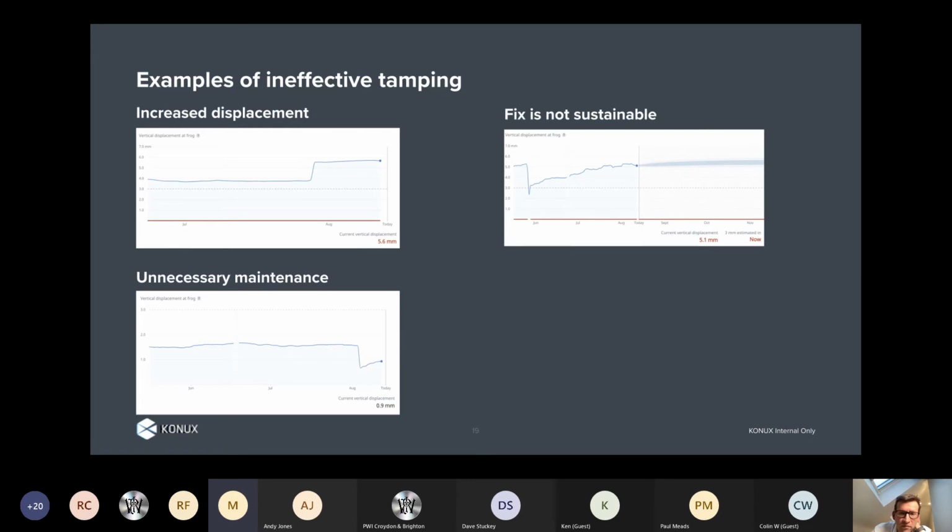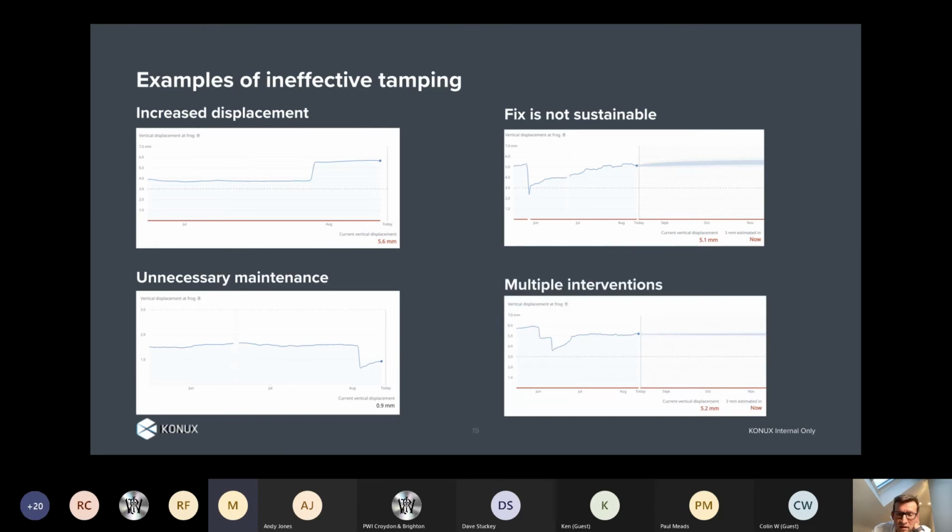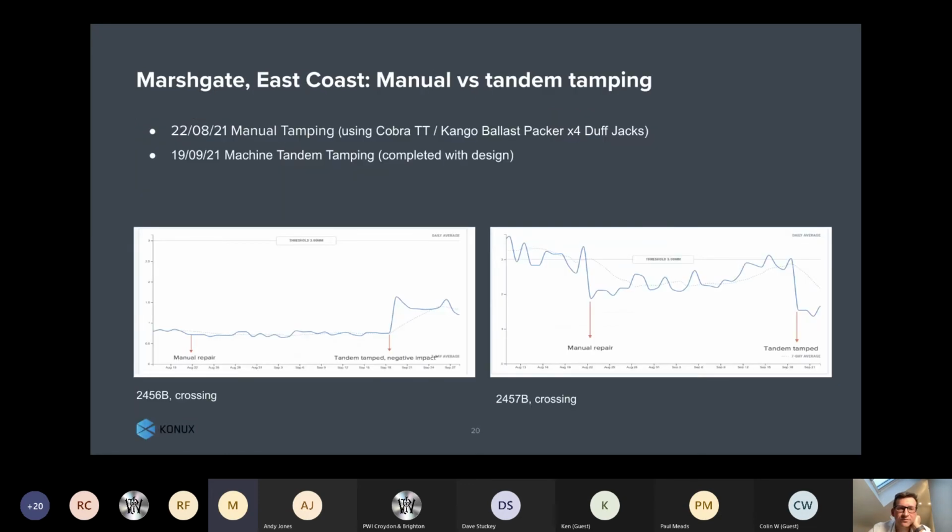Next one, not sustainable. So it's gone in. It has achieved the threshold, but immediately it's reverted back above the threshold and then trended back to where it started. And another one, multiple interventions. So gone in. It's been tamped twice, neither of which achieved the threshold that had been set, and the second one again degraded back to where it started within 2 weeks. So not getting the most out of this really expensive resource.